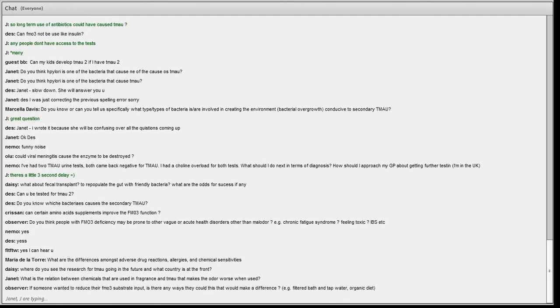If it's a reaction to the drug, it would have to build up in the system for the response to occur. It would be a slower response. Does that make sense?